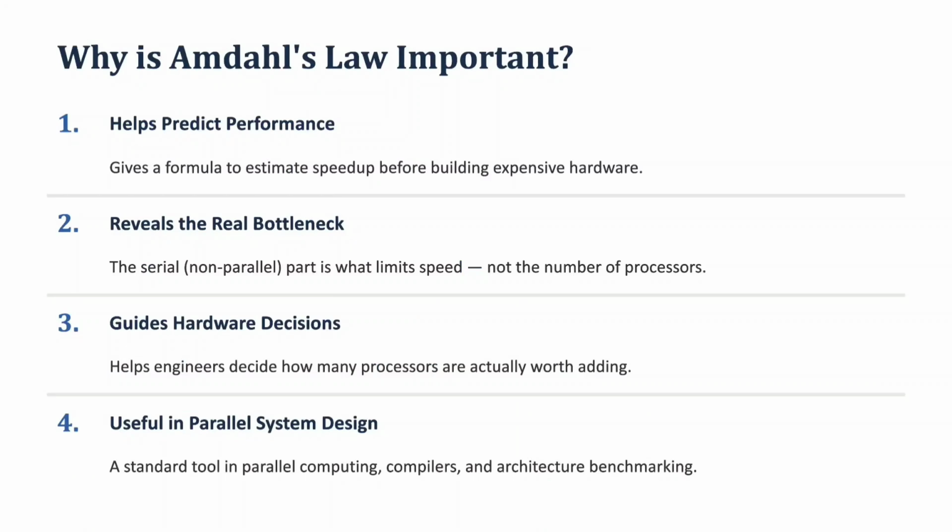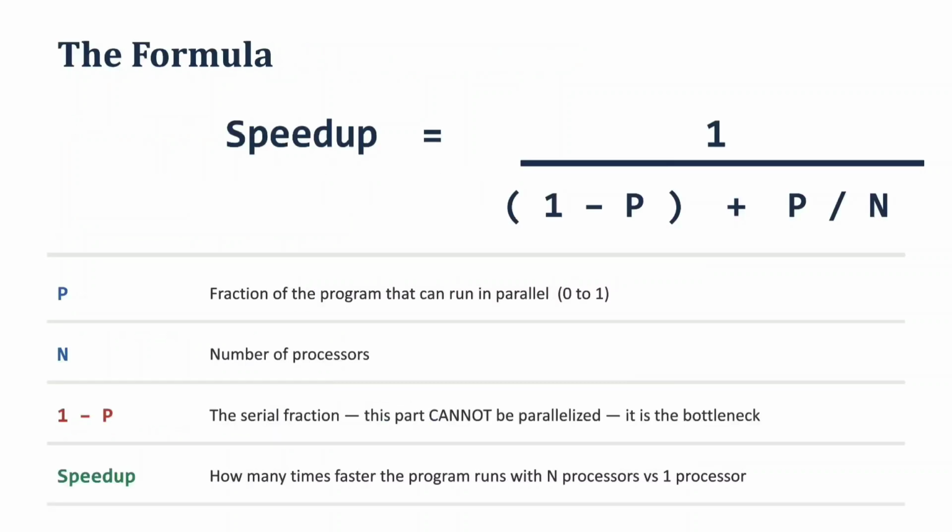Why is Amdahl's law important? It helps to predict the performance. Use a formula to estimate speed up before building expensive hardware. It reveals the real bottleneck. The serial part is what limits the speed, not the number of processors. It guides the hardware decisions, helping the engineer decide how many processors are actually worth adding. Useful in parallel system design, a standard tool in parallel computing, compiler and architecture benchmarking.